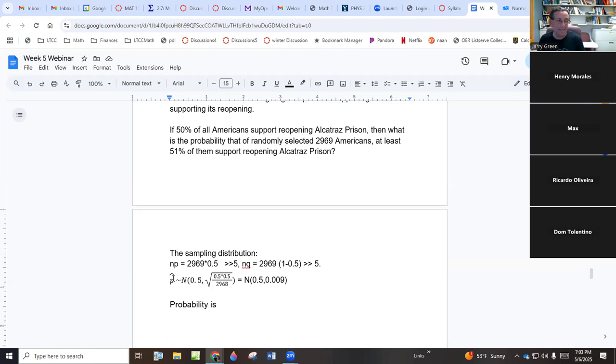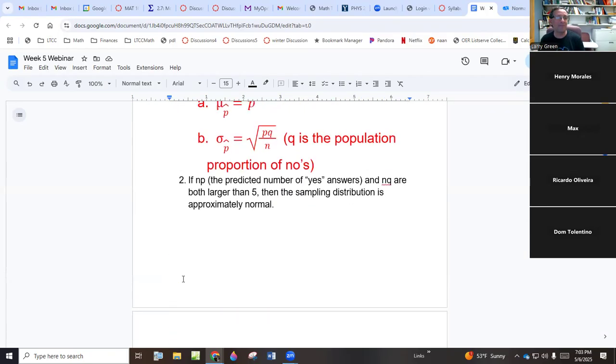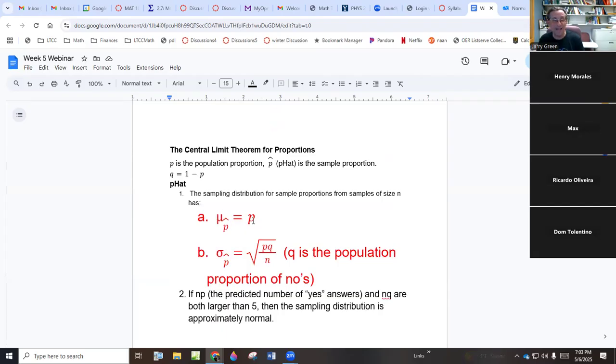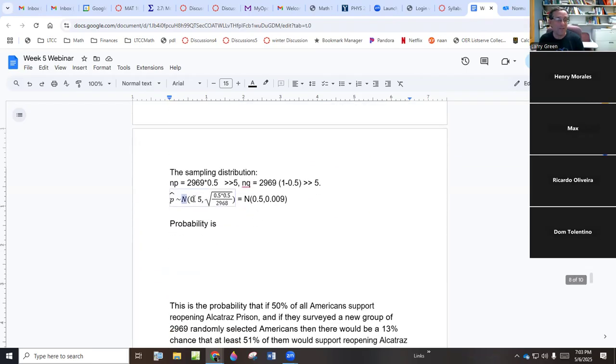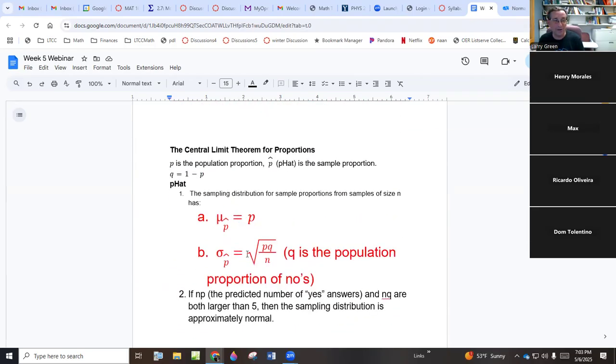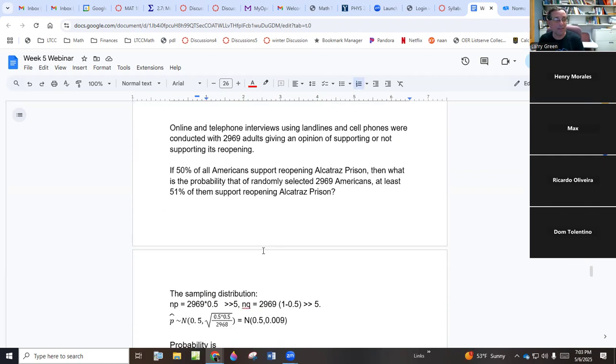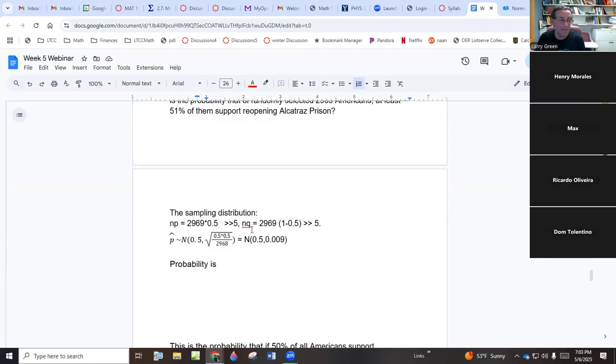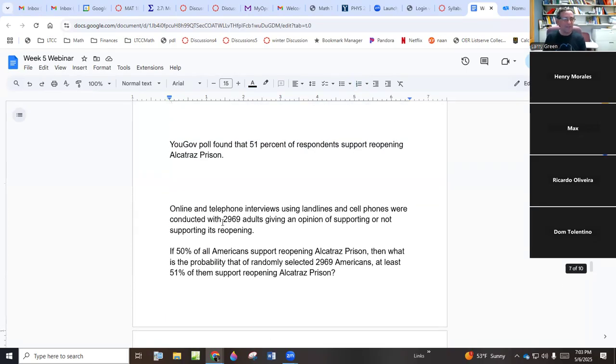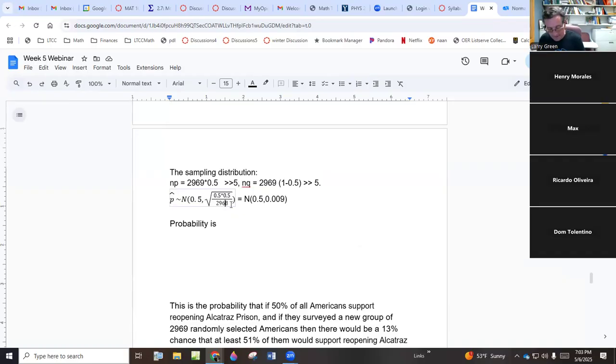So we can say P hat, remember this notation, this tilde means has a distribution. N stands for normal. Now the central limit theorem said mu sub P hat is P. P was 0.5. So that's where this 0.5 comes from. And then sigma sub P hat is the square root of PQ over N. And that's the square root of P was 0.5. 1 minus 0.5 just happens to be 0.5 also. N is 2969. Hopefully, where's the typo? Yeah, that should be 2969. And I popped that in my calculator, and I got 0.009 when I plugged it in.